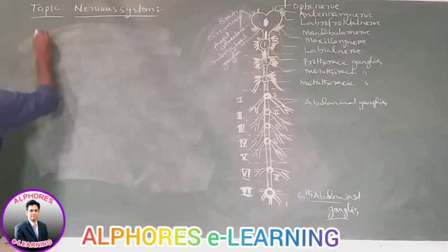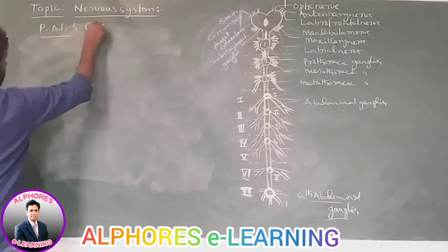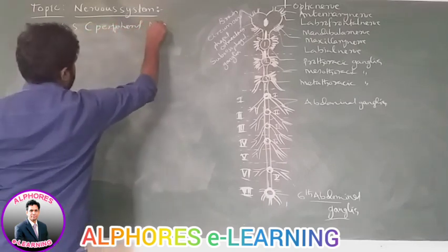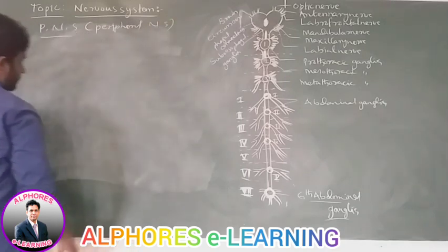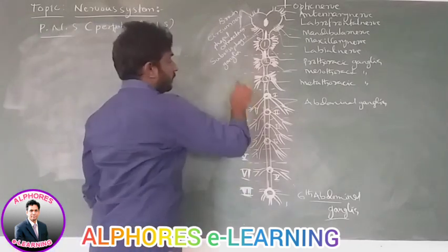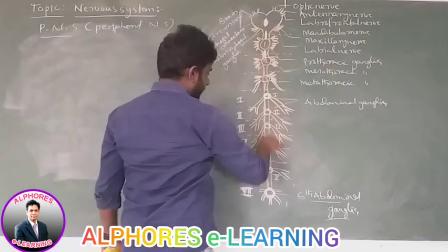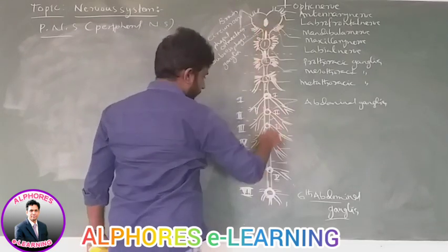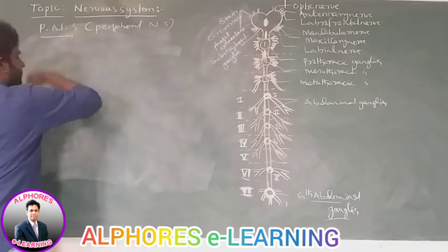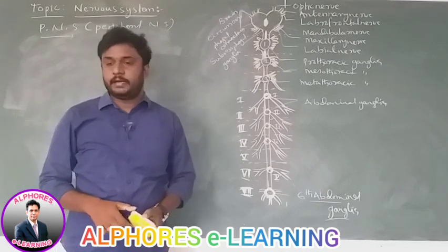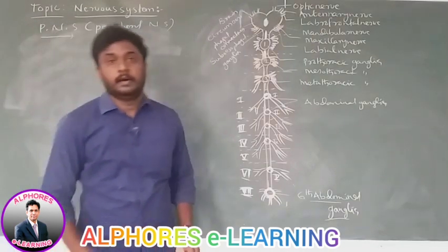Next, second one, PNS. PNS means peripheral nervous system. It includes the nerves which are arising from the brain and nerve cord. PNS means nothing but nerves.